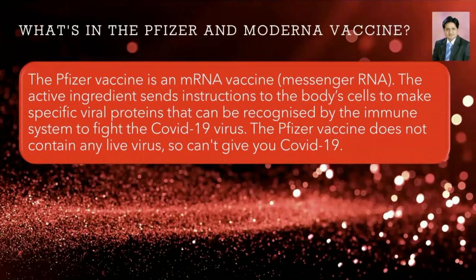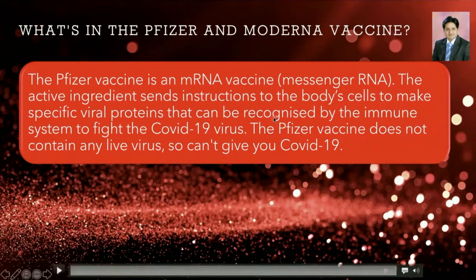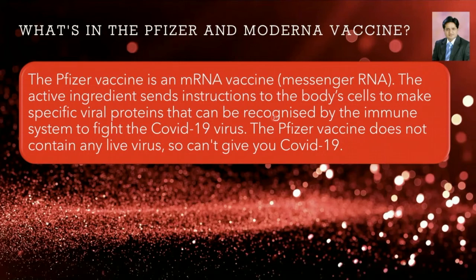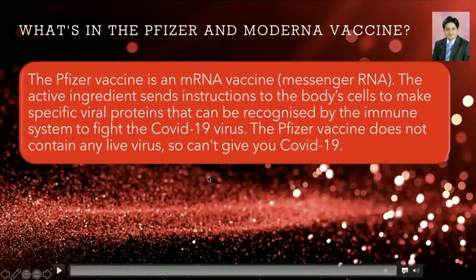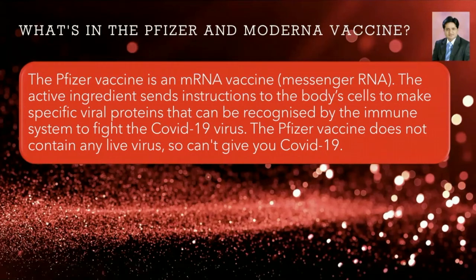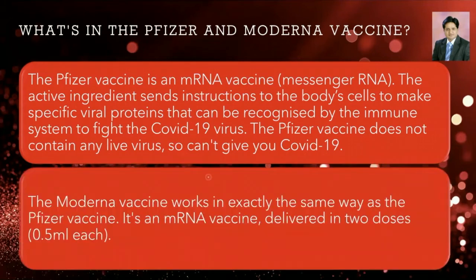The Pfizer vaccine is an mRNA vaccine, a messenger RNA vaccine. The active ingredient sends instructions to the body cells to make specific viral proteins that can be recognized by the immune system to fight the COVID-19 virus. The Pfizer vaccine does not contain any live virus, so it can't give you COVID. The Moderna vaccine works exactly the same way as the Pfizer vaccine. It is also an mRNA vaccine and is delivered in 2 doses.